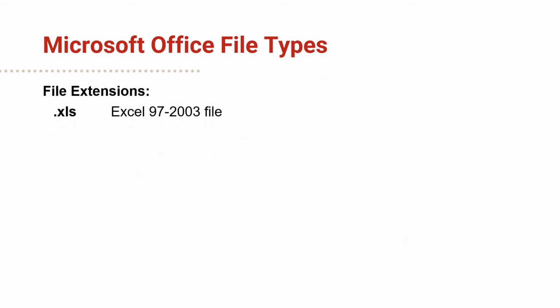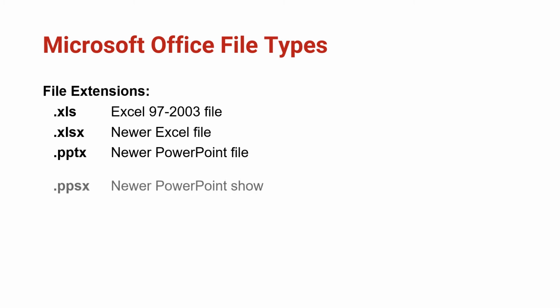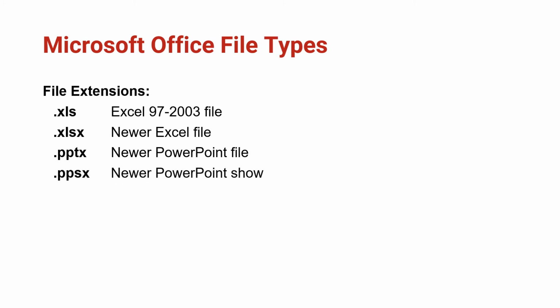XLS is for older Excel spreadsheet files. Newer Excel files have an added extra letter X at the end, .xlsx. Newer PowerPoint slideshows also have an extra X, .pptx. However, .ppsx is a specific type of PowerPoint file called the PowerPoint show. This shows on the screen and can be played, but can't be edited like a PPTX file can be.